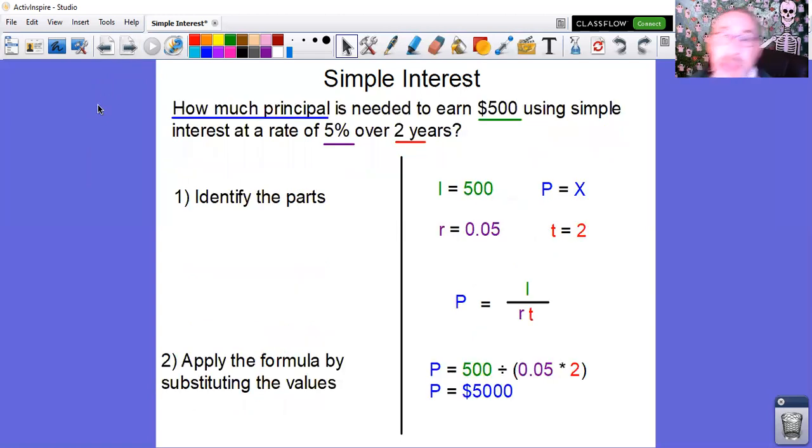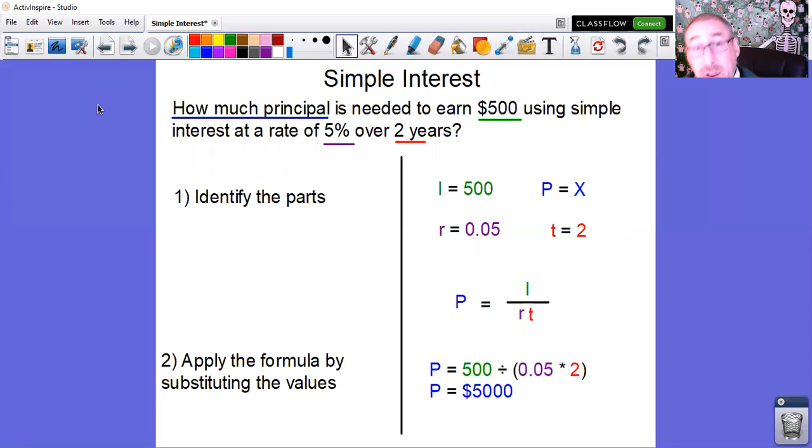All right, how much principal is needed to earn $500 using simple interest at a rate of 5% over 2 years? So we identify our parts. Our interest, that's how much we are trying to earn, is $500. The rate was 5%, so 0.05, that's 5 divided by 100. Our time is 2 years, and the principal is what we're trying to figure out.